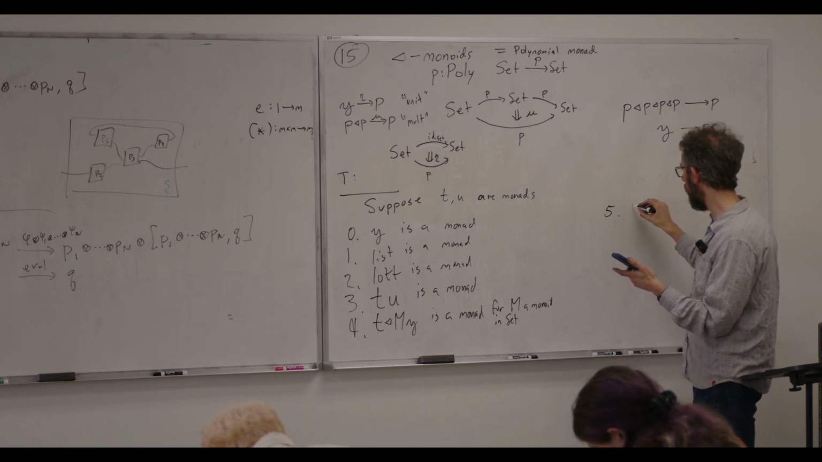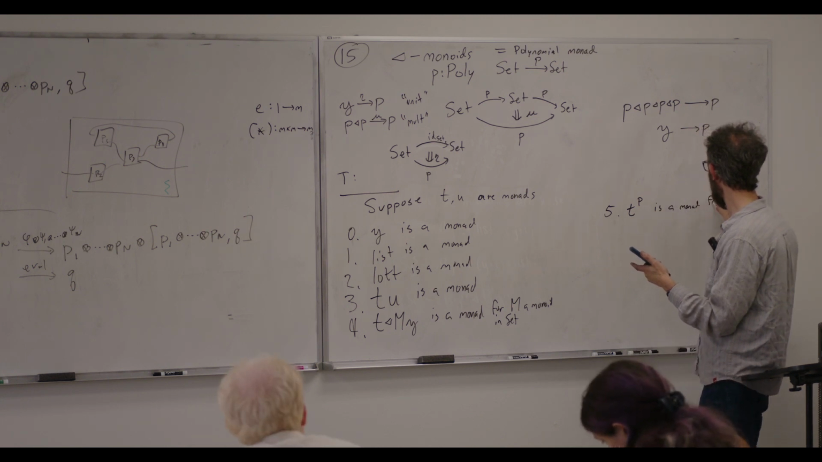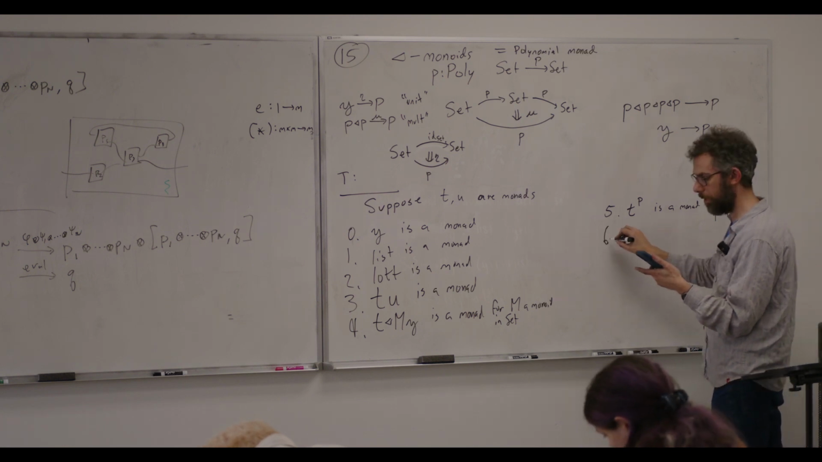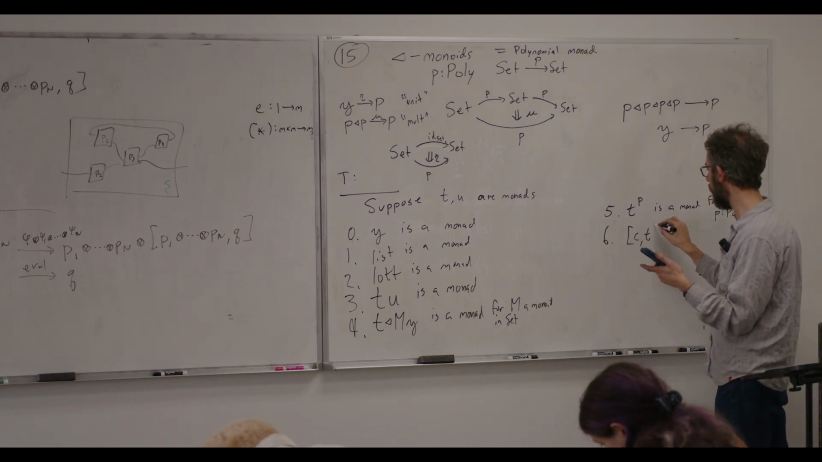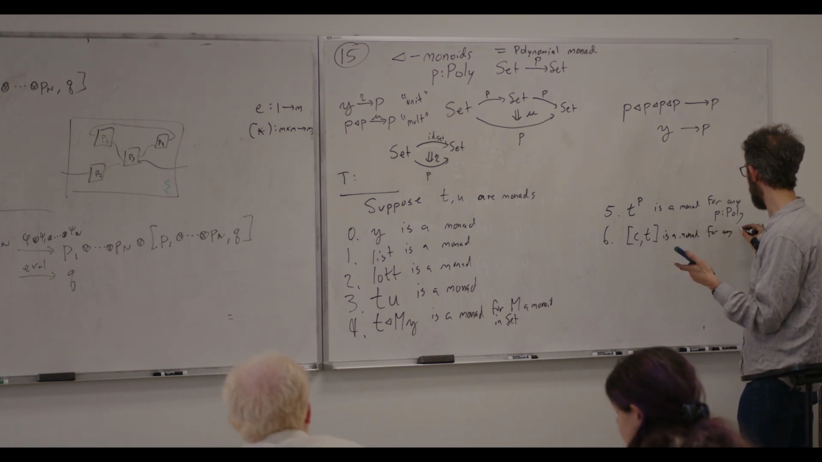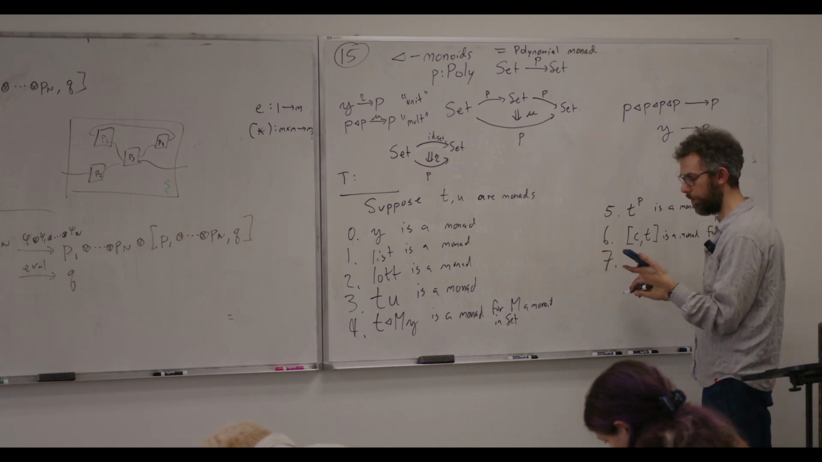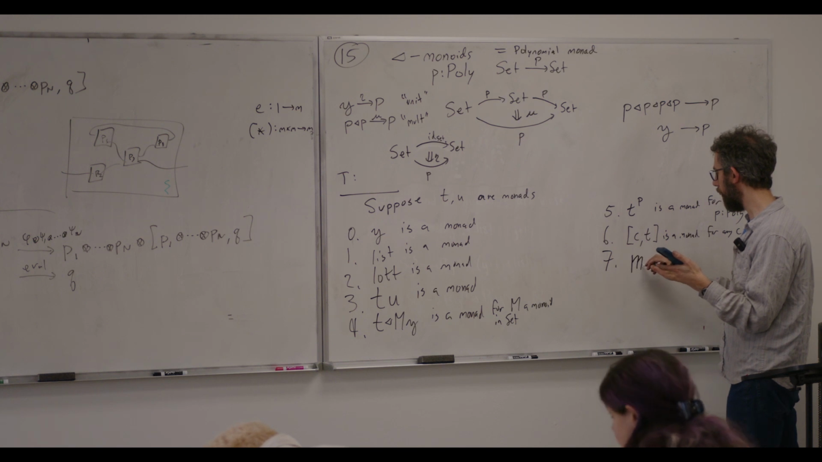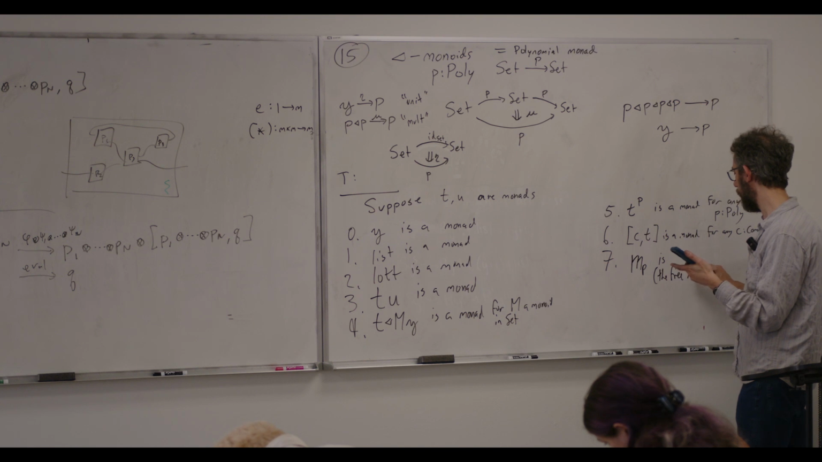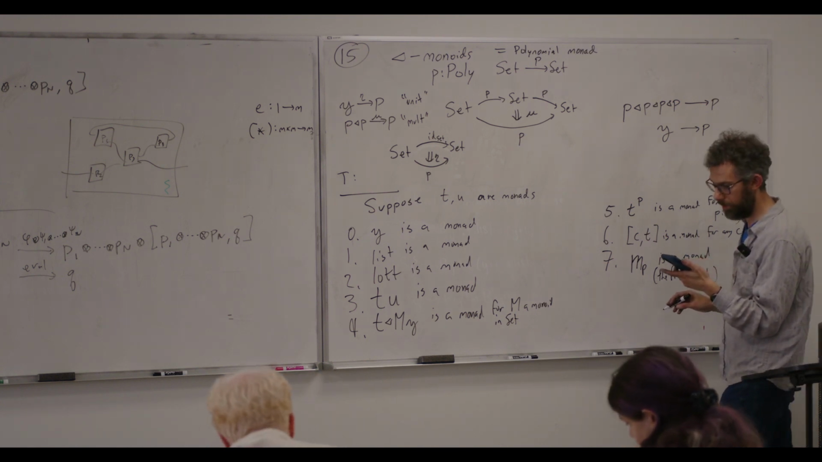Almost done. T to the P is a monad for any P in poly. 6. CT is a monad for any C a comonad. We haven't gotten to those yet, so you'll just have to wait. And then 7, MP is the free monad, and hopefully we'll get to that today.